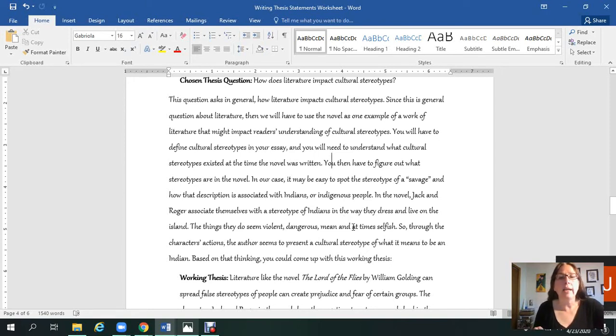In the novel, Jack and Roger associate themselves with the stereotype of Indians in the way they dress and live on the island. If you look on, I think it's page 19 of the novel, when they elect the chief, they begin right away thinking tribally and using language that we associate with indigenous people. So when I was thinking about how to construct this and what cultural stereotypes exist, I thought of that.